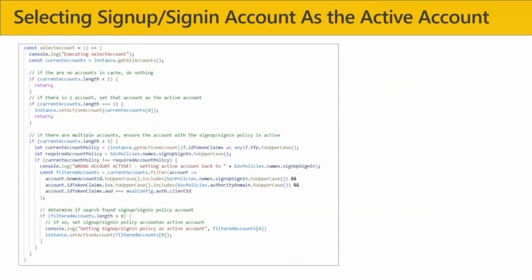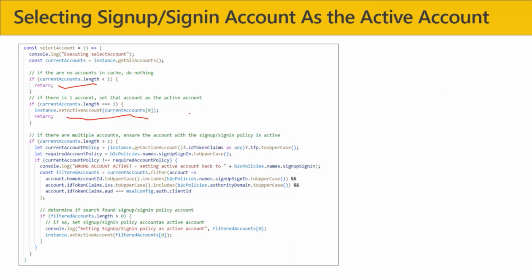Now, I wanted to leave some code here, but this is code when you're using the Microsoft Authentication Library, the MSAL browser, and you say get all accounts. If I move through here, you can see that if you call that and the account length is less than 1, that pretty much means 0. You've got nothing. There's nothing to do. If the account length equals 1, you only got one thing. Okay, I want to set that as the active account.